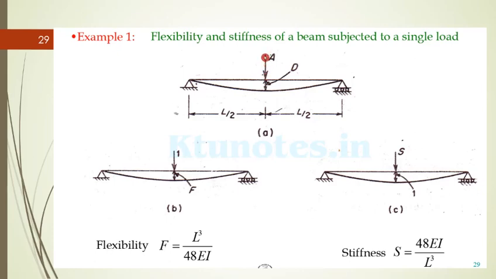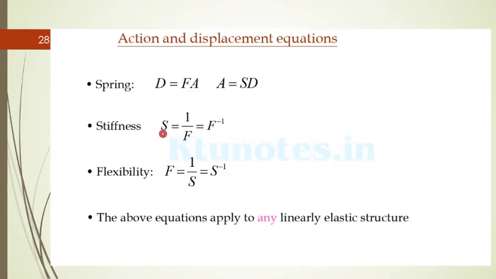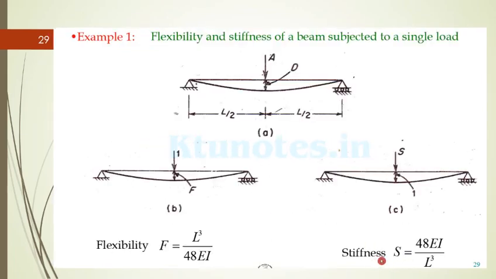So you know the maximum displacement of this beam subjected to a force P. The displacement value will be P L cube by 48 EI. Okay, P L cube by 48 EI. So the flexibility F is the deflection caused by a unit load. So instead of P we will write 1, taking P equal to 1, it will be L cube by 48 EI. So we know that the stiffness is just 1 by F. So stiffness S is equal to 48 EI by L cube.